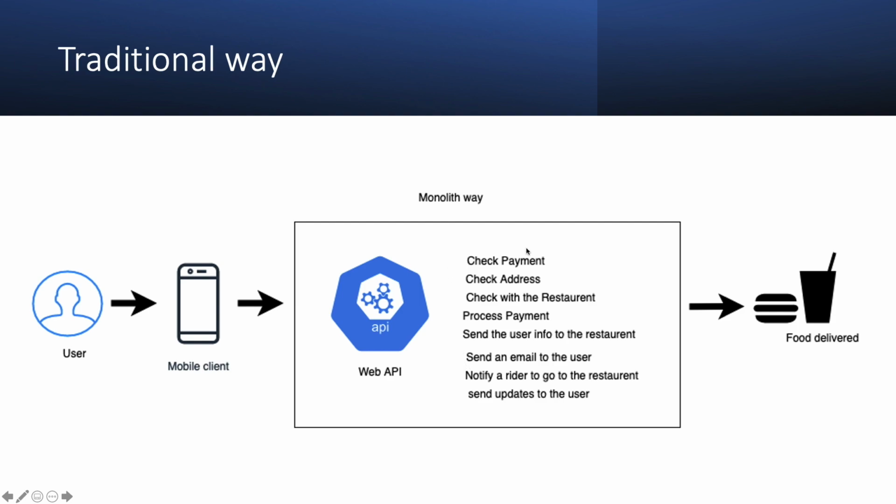So it has to check for payments, then it has to check if the address is valid, then it has to check if the restaurant is able to take that order. If the restaurant accepts, it needs to process the payment, and then it needs to send confirmation to the user and the restaurant, and then it needs to send an email, and then it needs to notify the rider to go to the restaurant and pick up the food, and then it needs to send the update to the user.